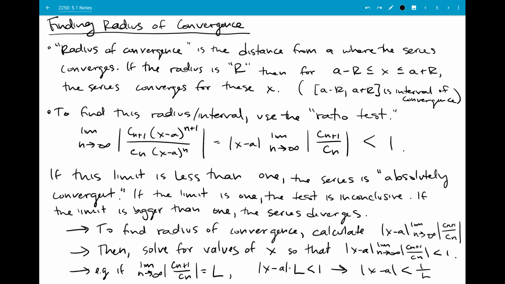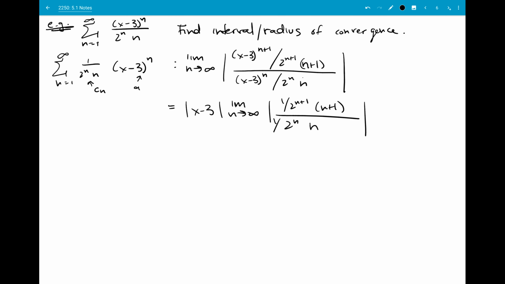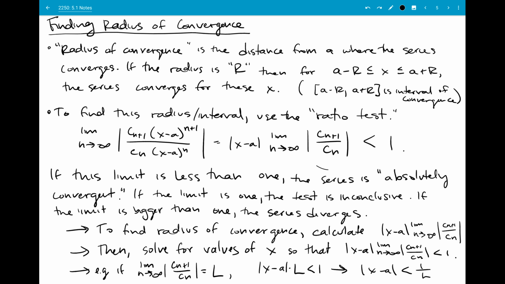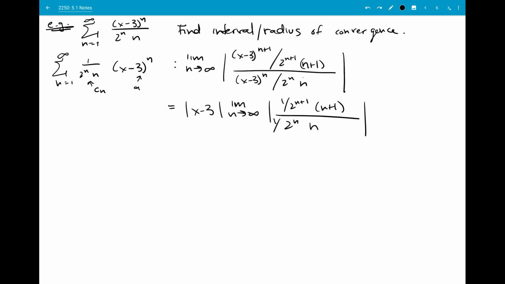So here is where I wrote that simplification before. Your x minus a terms, I told you they cancel out with each other. Here's (x minus 3) to the n plus 1 divided by (x minus 3) to the n. So those powers of n cancel out and give me a single x minus 3 that I pulled out right there. And then when I wrote down the general form, I just said you look at c_{n+1} over c_n. So here we are. This was our c_n. So here's c_{n+1}, 1 over 2 to the n plus 1 times n plus 1. Here's c_n, 1 over 2 to the n times n.